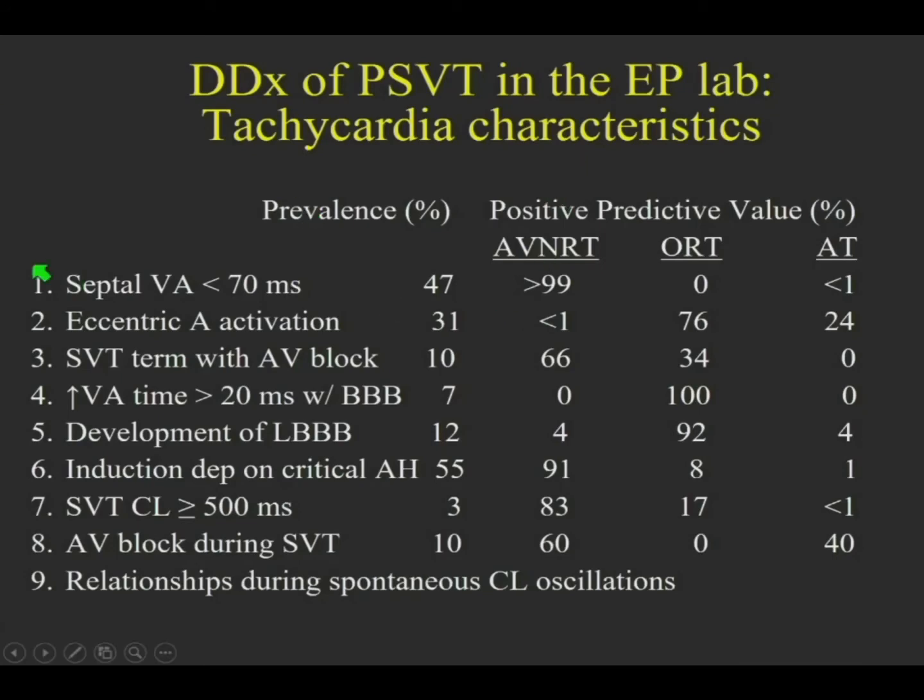So here are the things we talked about. If the septal VA interval is very short, which occurs about half of the time, it virtually rules out AV nodal reentry. And that cutoff number is in dispute a little bit. In adults, it's about 70 milliseconds. In children, it may be as short as 60 milliseconds. But if you have simultaneous activation of the A and the V, then it can't be an accessory pathway. It can't go over the His-Purkinje system, activate the ventricles, and then go retrograde up the accessory pathway.